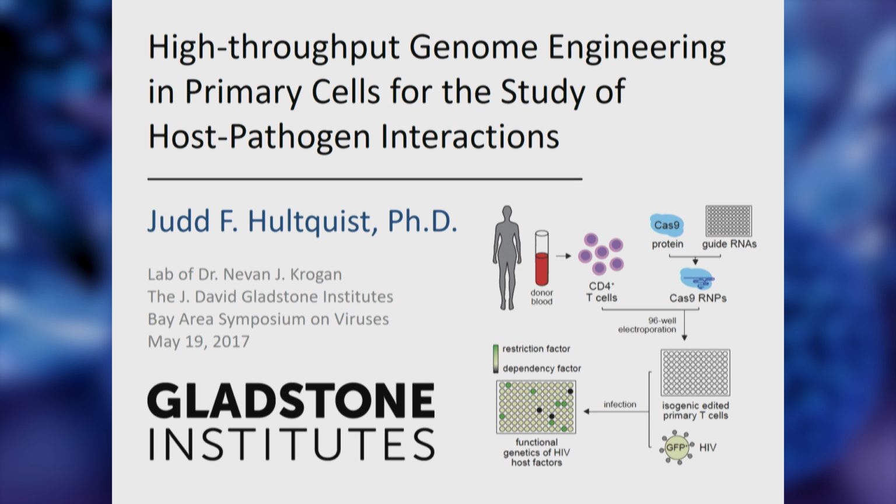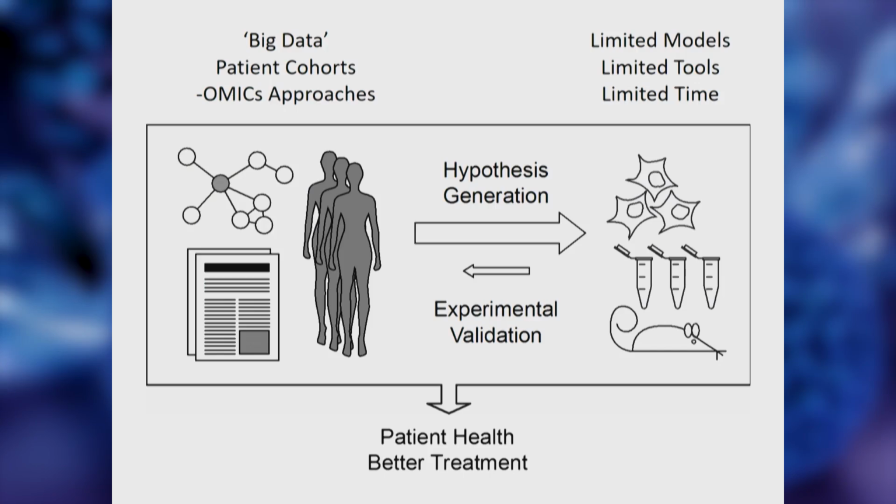Basically, the thrust of what I want to talk about today is our attempt to balance out the current imbalance between our ability to generate data and our ability to test the models that come from that data. I think we can all commiserate with the fact that we're generating these data sets at an exponential rate. All of these various omics approaches and the literature that's online, as well as all the patient cohorts, are allowing us to generate hypotheses at a rate that far outstrips our ability to test them. Limitations in our models and tools and time are resulting in a slowdown of this cycle that is intended to improve patient health and better treatment options.